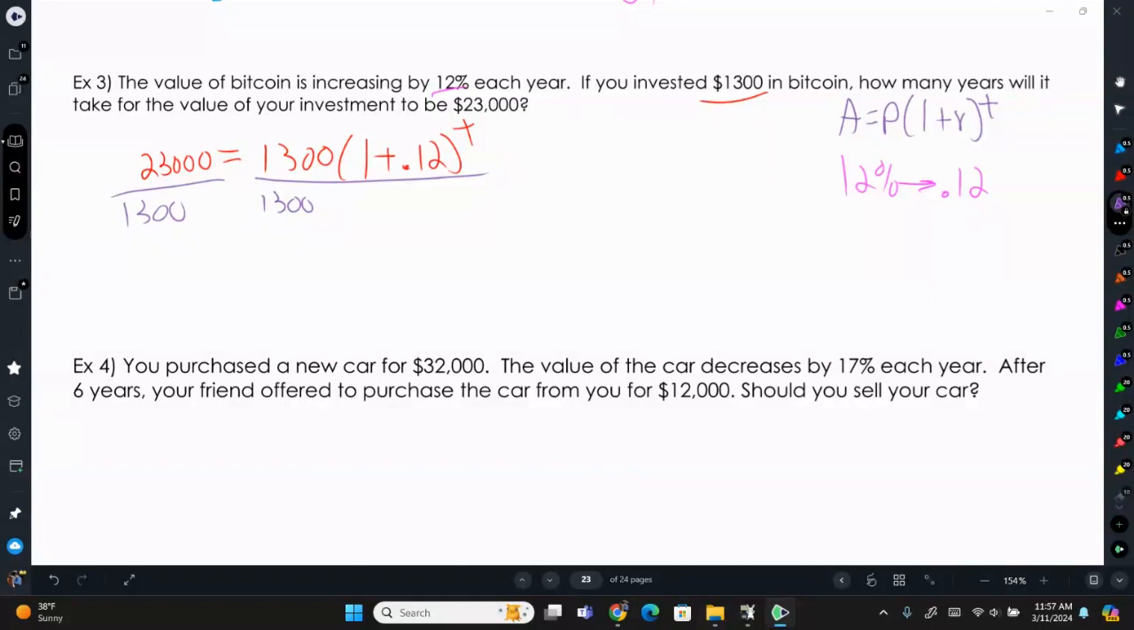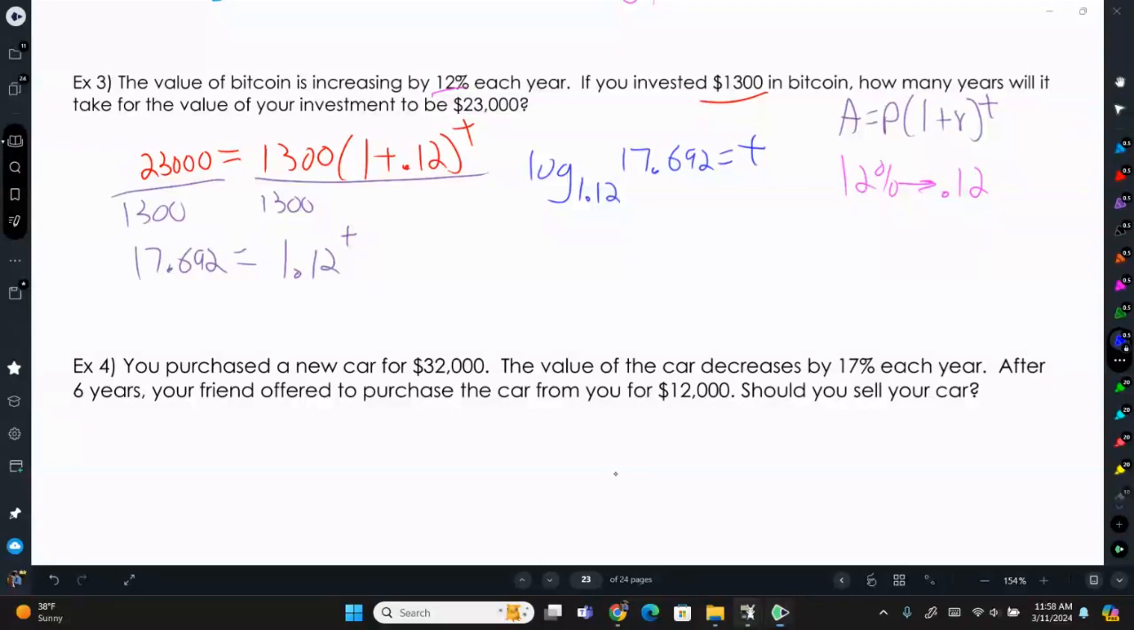And we don't have another number in the exponent, so that's going to make this problem a little bit easier. So I get 17.692 equals 1.12 raised to the t power. So now we can write this in log form. So log base 1.12 of 17.692 equals t.